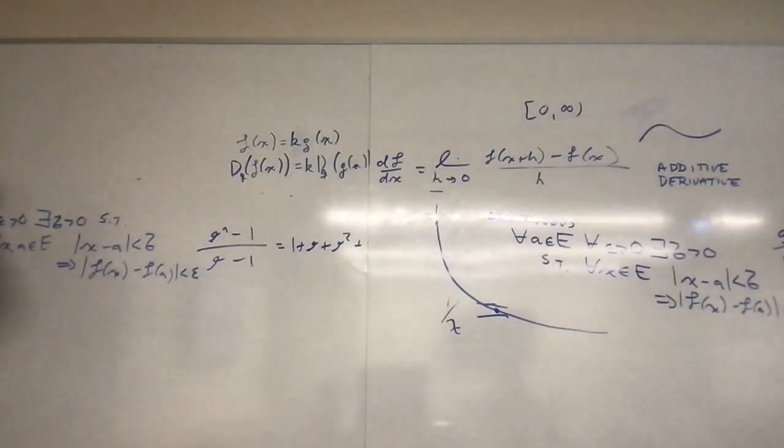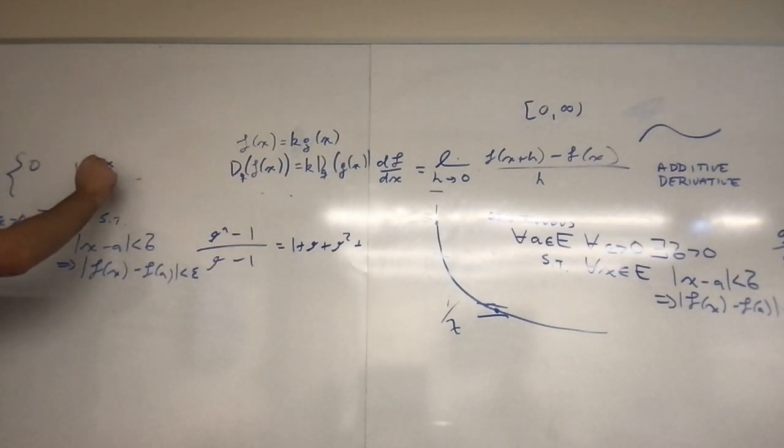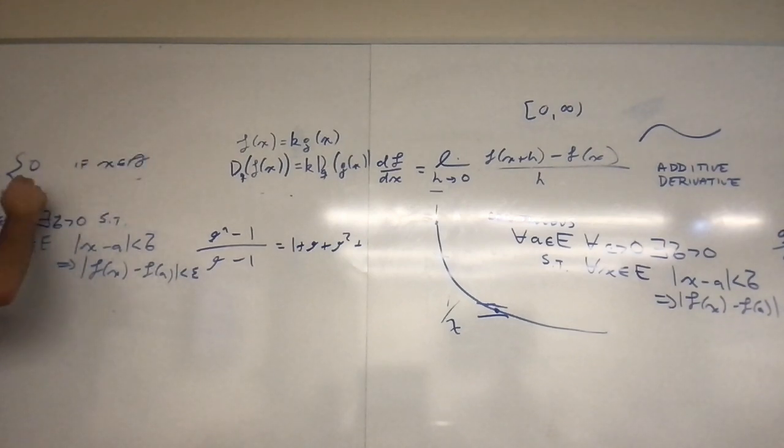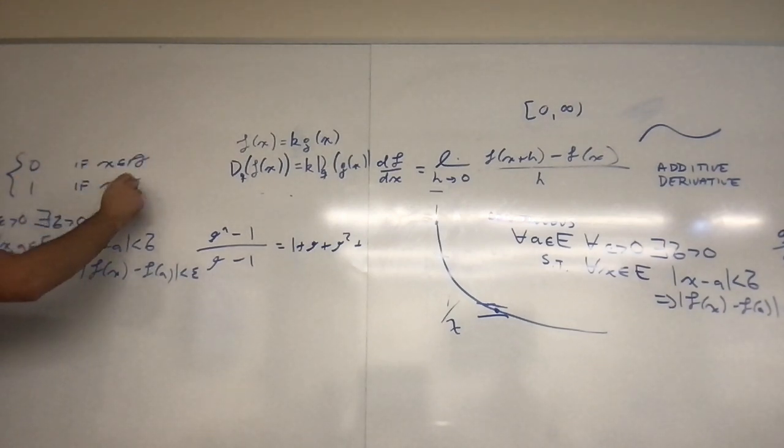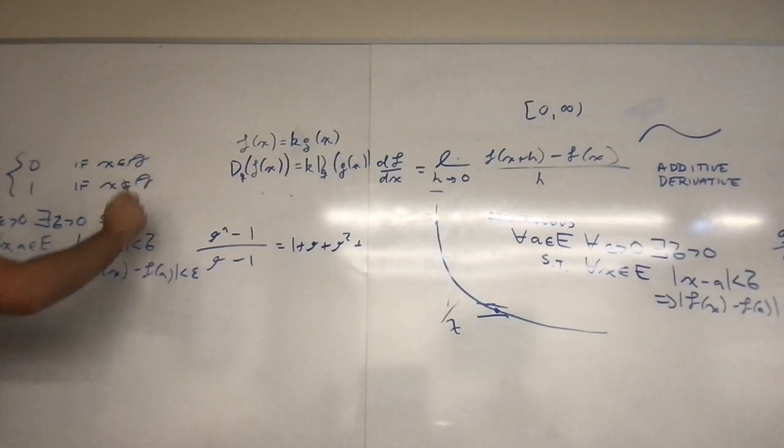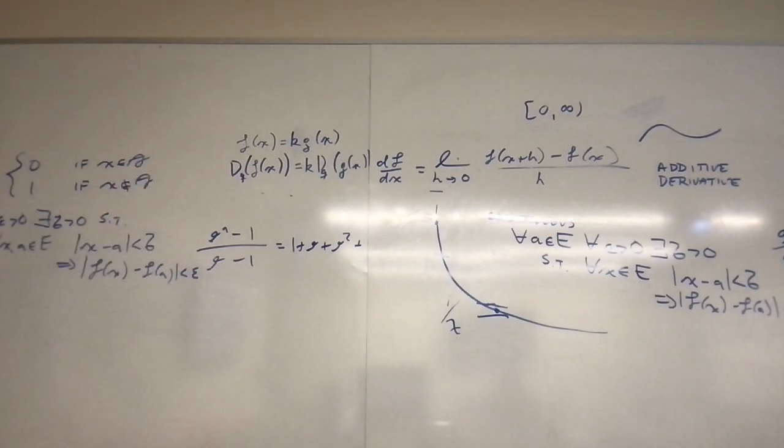Right. What about the Dirichlet function? Piecewise things are cheating. No, it's not. Always make the case. Right. So 0 if x is rational, 1 if x is irrational.